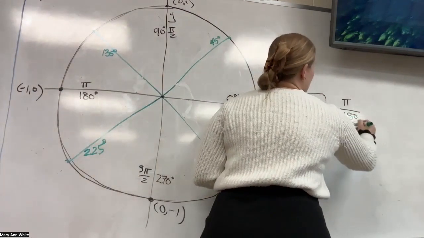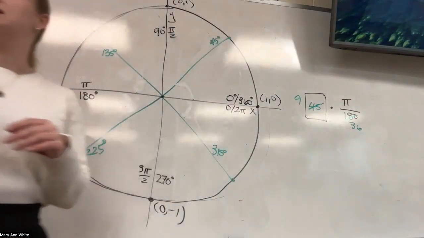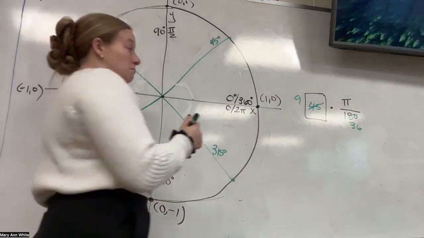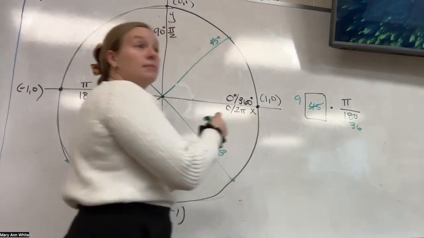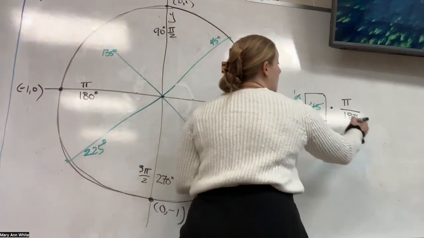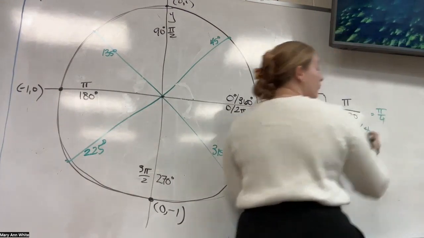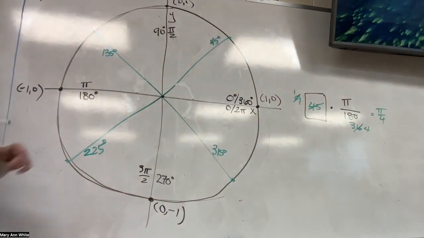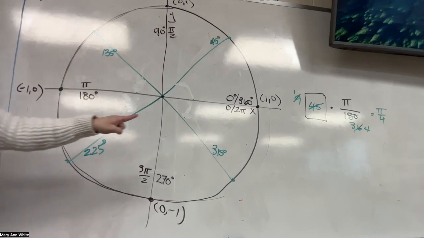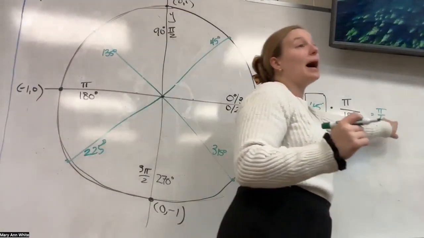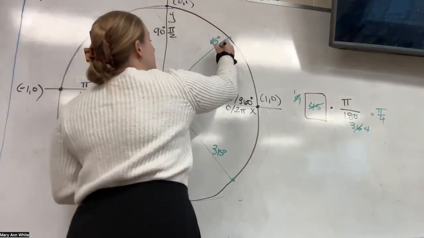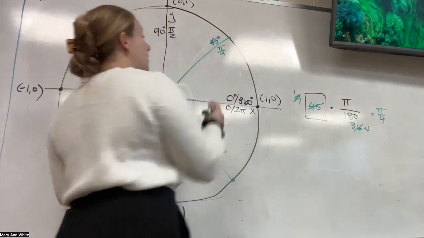So that becomes 9 and that becomes 36. Do 9 and 36 have anything in common? 9, right? So that becomes 1 and that becomes 4. So 45 is the same thing as pi over 4. So all of these green lines are going to be some kind of pi over 4. Okay. So let's do a little bit of fraction work. Pi over 4.